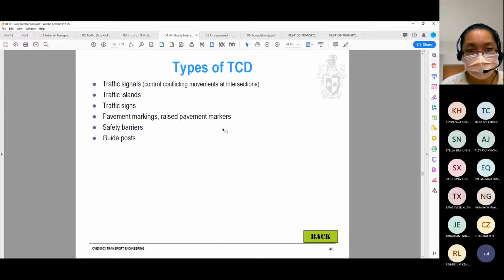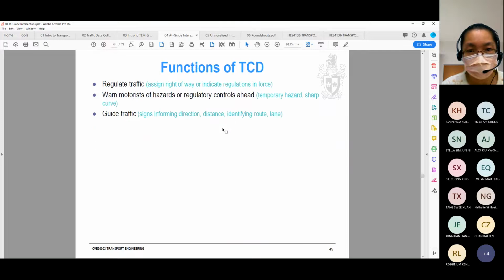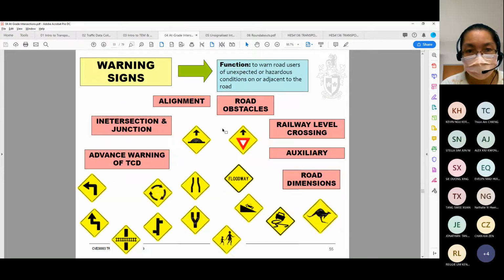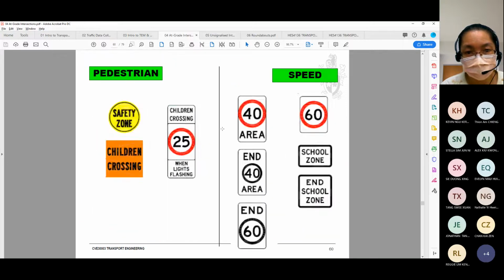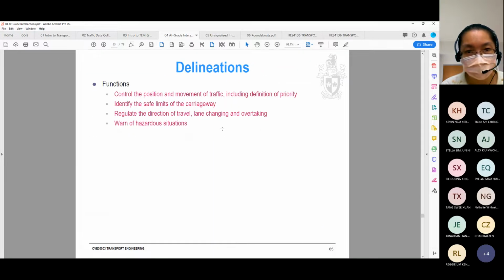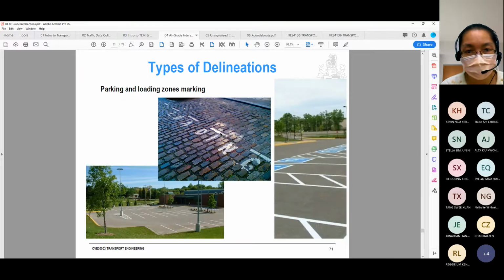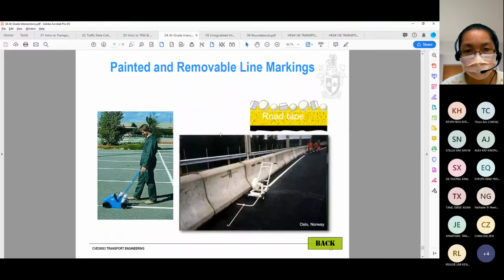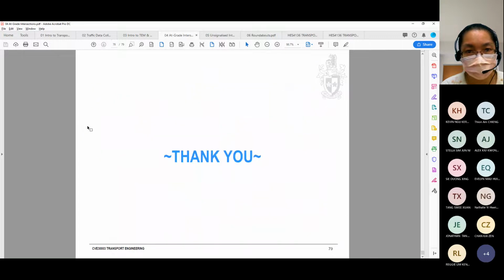So then we move on to traffic control devices. This part, I'm not going to touch on this very much. This is not really included in your assessment, so I will not discuss too much of this.